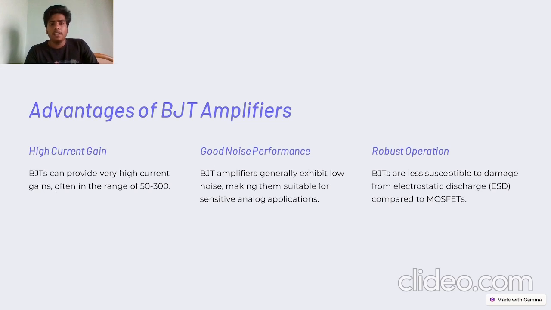Let us know the advantages of the BJT amplifiers. The first advantage is high current gain. BJTs can provide a very high current gain, often in the range of 50 to 300. The second advantage is good noise performance. BJT amplifiers generally exhibit low noise, making them suitable for sensitive analog applications. The third advantage is robust operation. BJTs are less susceptible to damage from the electrostatic discharge, nothing but the ESD, compared to the MOSFETs.